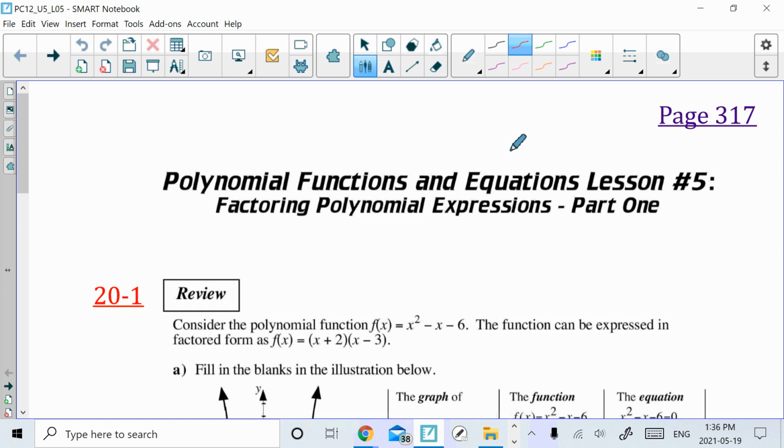Hi Math 30s. This video is going to be on lesson 5 in your workbook on page 317 under the unit polynomial functions. What we're going to do is a quick review of a concept in 20-1, and then I will do 2 class examples in this video.